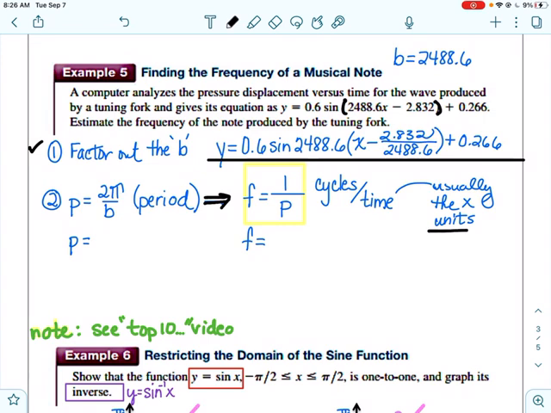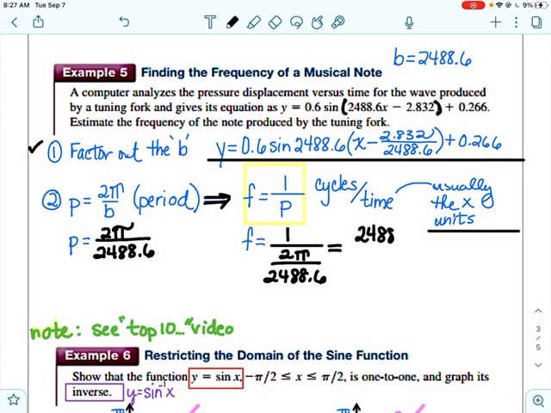I'm not going to get into the science of it, but I will talk a little bit about units here. The period is 2 pi over 2,488.6. I'm not really going to worry about that number because I'm going to take the frequency, the reciprocal, 1 over 2 pi over 2,488.6. When I divide that out, let me rewrite this: it's 2,488.6 over 2 pi. Looks like I got a frequency of about 396.